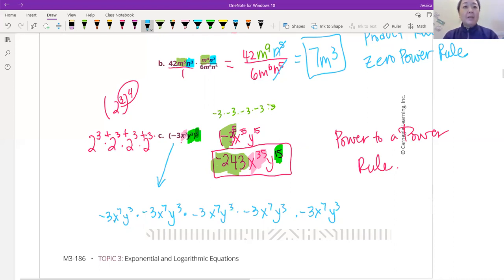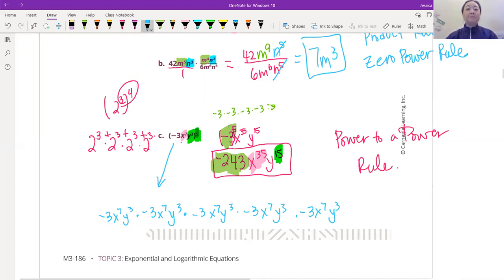Unnecessary. And again, how many x's do we have? 35 of them, right? There's a lot. That's what we're multiplying. This power to a power is multiplication. So 7 times 5 is 35. And for the y, it's 3 times 5 because we have 5 groups of 3, right? So that's going to be 15. So that should be your answer. I try to color coordinate them-ish.